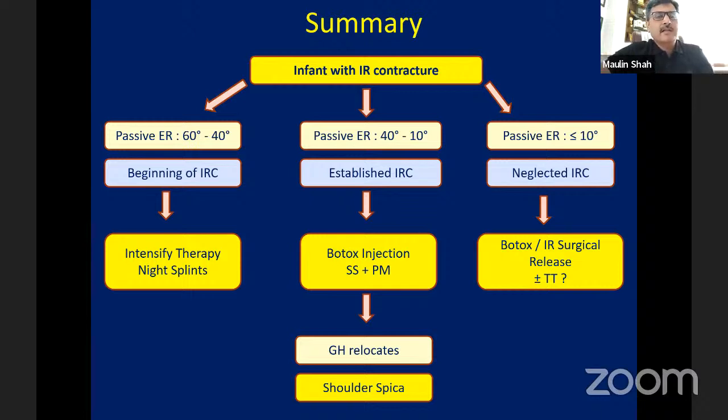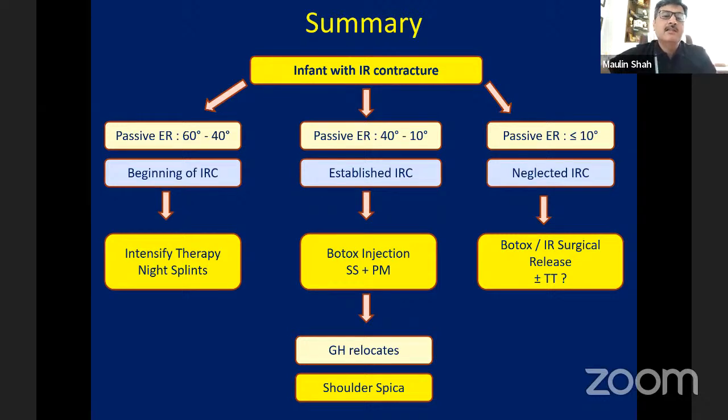Now, two things I have observed. When the glenohumeral joint relocates, earlier on I used to give an aeroplane splint, but I found that the family might remove the splints early because of stretch pain, and then the patient would become non-compliant. So now I give a shoulder spica in all of them and see very good relaxation.